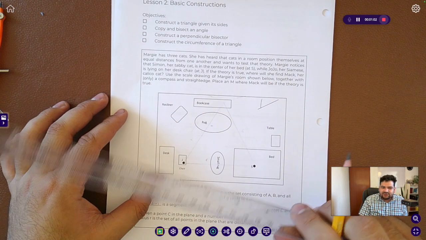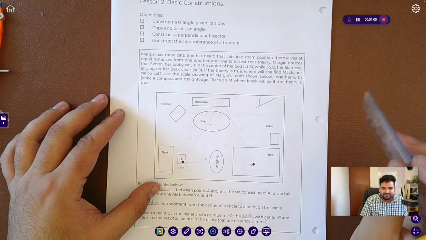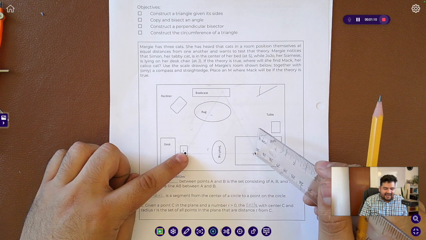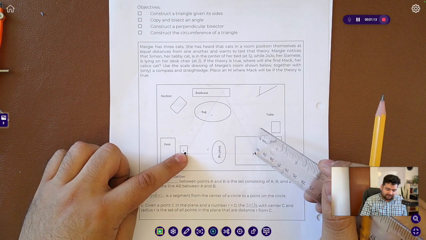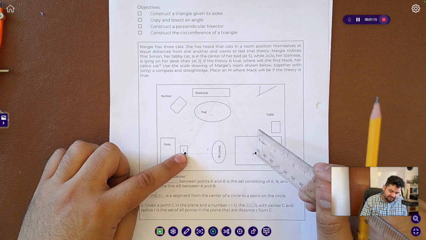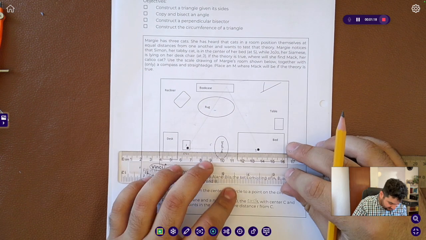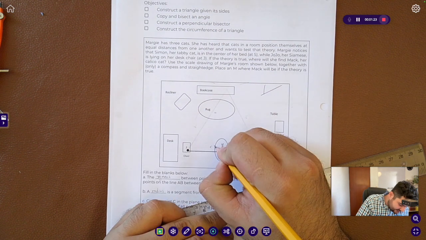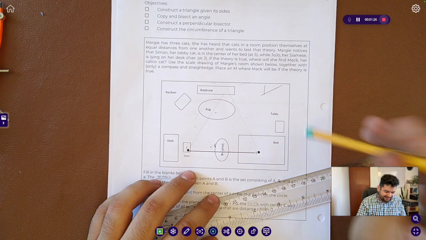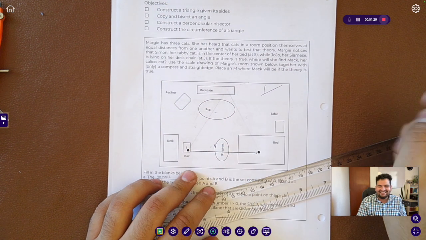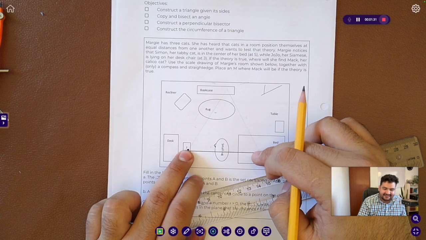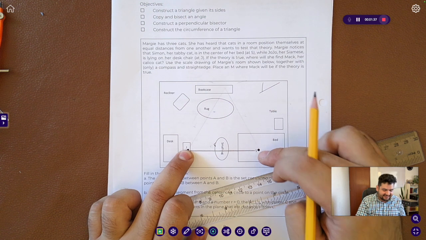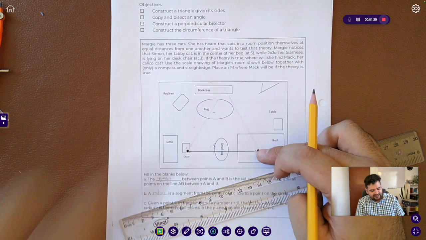So we have a situation. Margie has 3 cats, and 2 of her 3 cats are here and here, and they want to stand at the same distance from each other. That means that this distance, let's call this distance R. I want to find another point at this same distance R from J and the same distance from S.